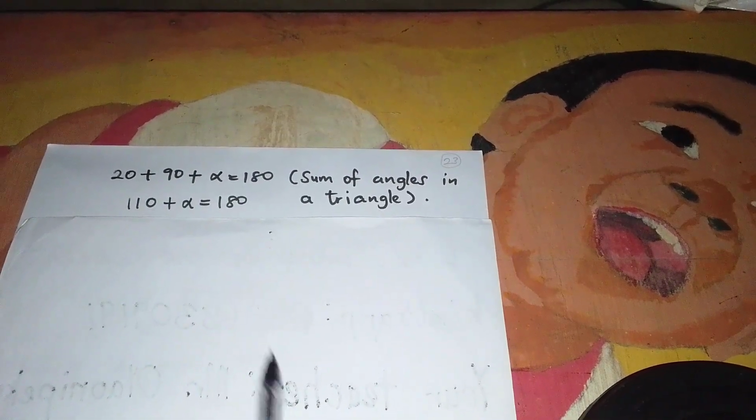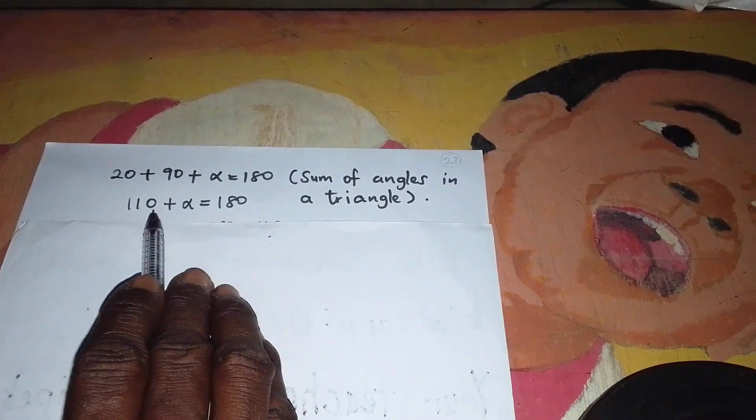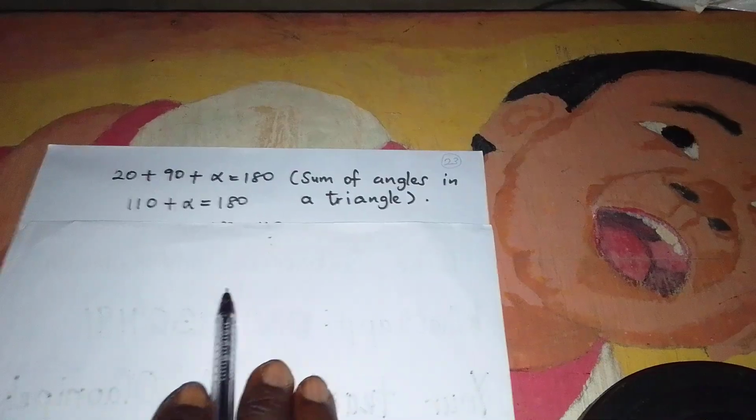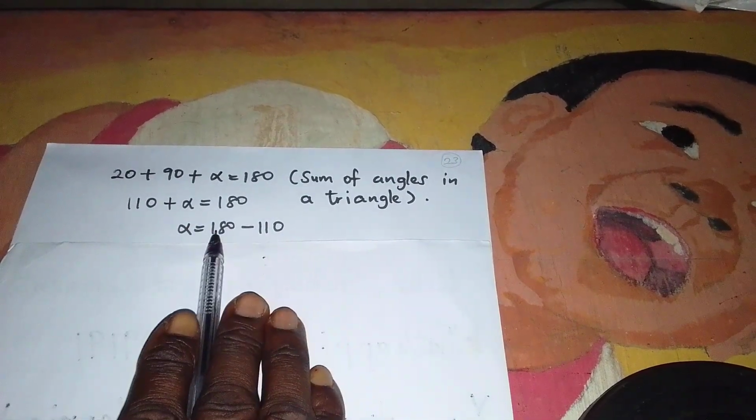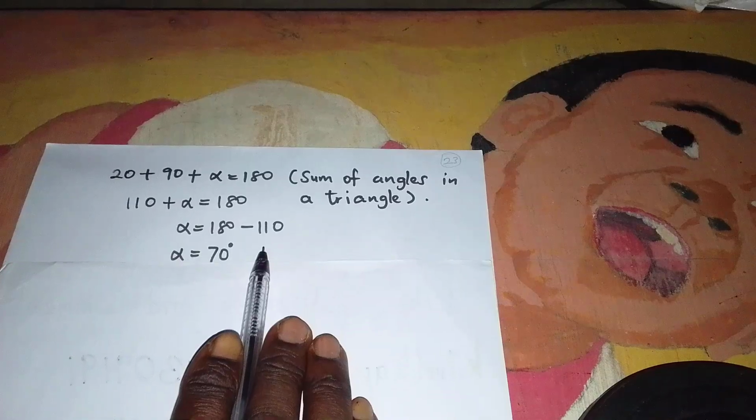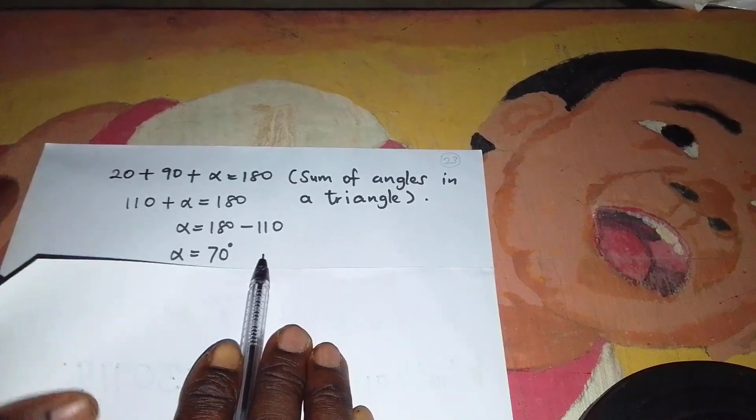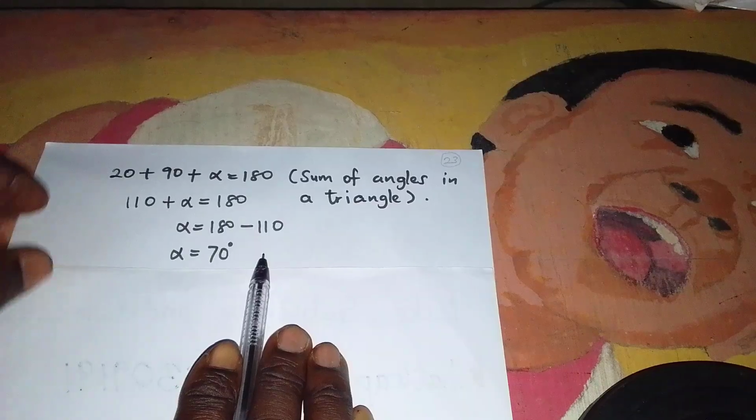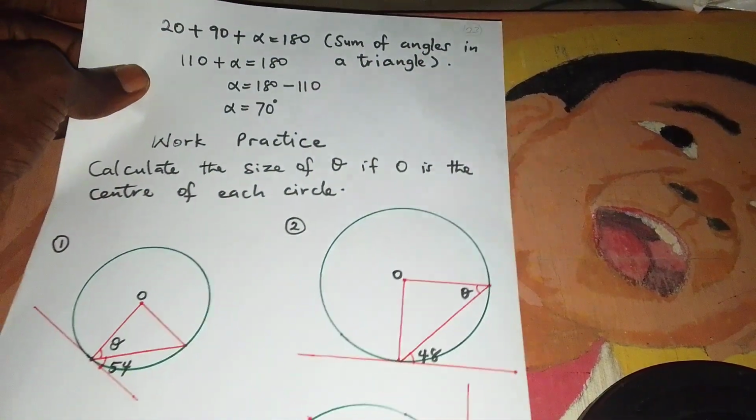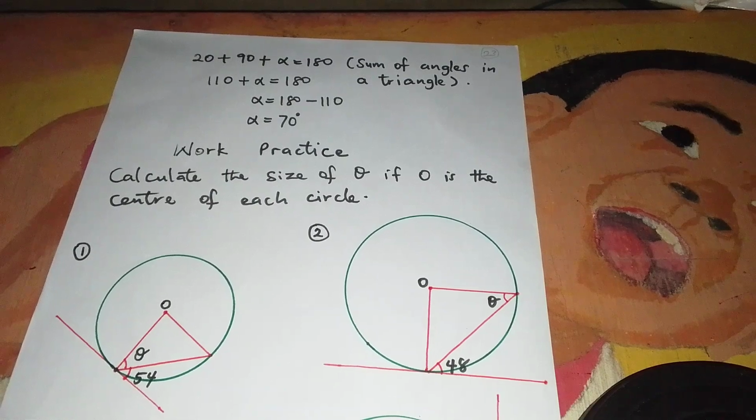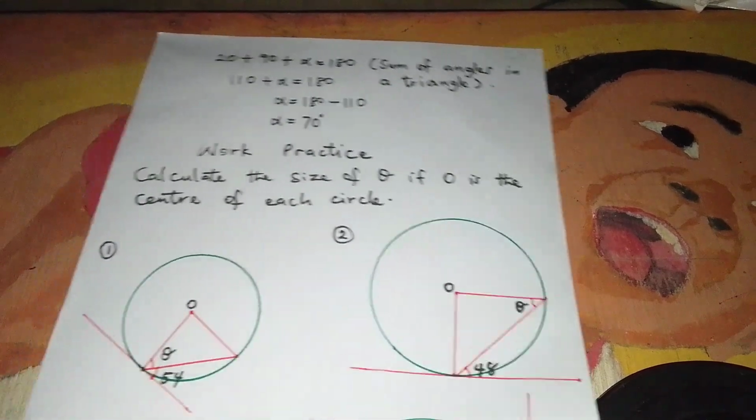So if you add 20 plus 90 it will give us 110, plus alpha is equal to 180. If you bring this 110 to this side, you have 180 minus 110, which will give you 70 degrees. So the value of alpha there should be what? 70 degrees. Now for the work practice, calculate the size of theta in each diagram, if O is the center of each circle.